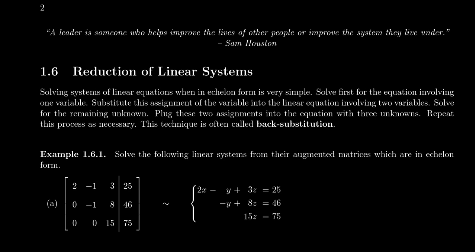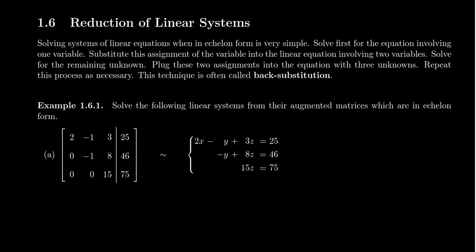We've seen in the previous section, particularly at the end of section 1.5, that solving systems of linear equations when the augmented matrix is in echelon form is very nice, very simple. In fact, it's even better when you're in row reduced echelon form. And the reason it's so simple is the following. If your matrix is in echelon form, as you can see in the example below, right?